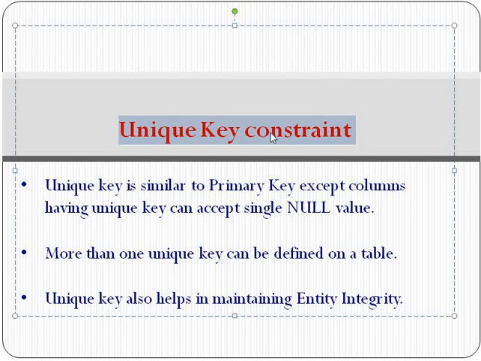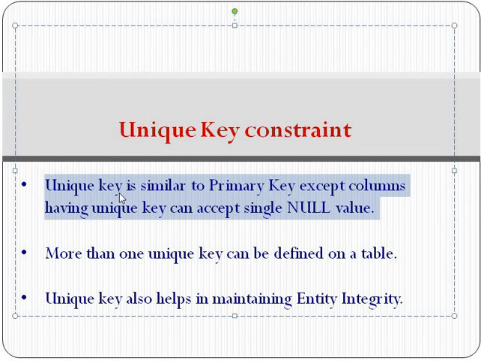Now let's discuss the third type of constraint, known as the unique key constraint. The unique key constraint is similar to the primary key constraint, except the columns having a unique key can accept a single null value. That means if you impose the primary key constraint for a column, it cannot accept null values. But instead of the primary key constraint, if you impose the unique key constraint for a column, then it is going to also accept null values. Now let me show that with the help of an example.